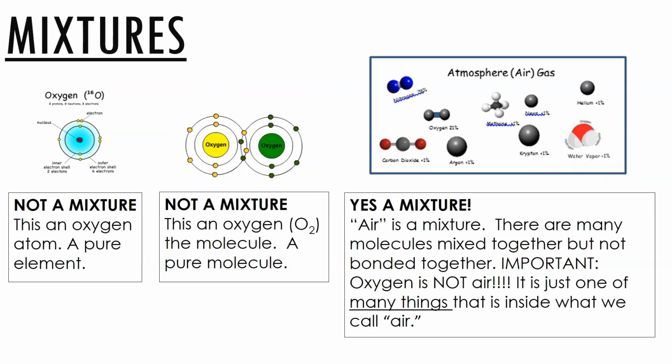So here's a summary slide that goes through some of these examples. An oxygen atom would be a pure element. It's just an oxygen atom by itself. It's not bonded to anything. It's not a mixture, it's a pure element. If we have oxygen gas, we have two elements bonded together. They're the same type of element, so it's a molecule.